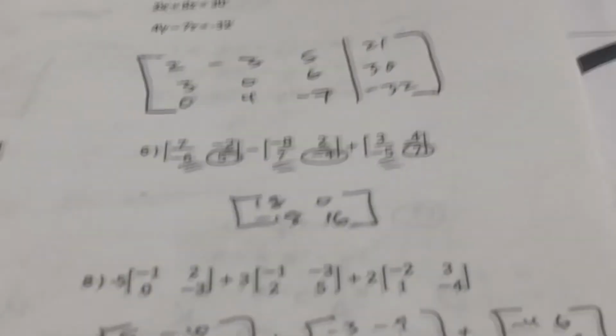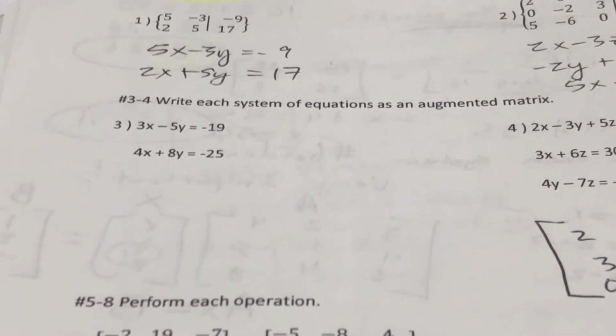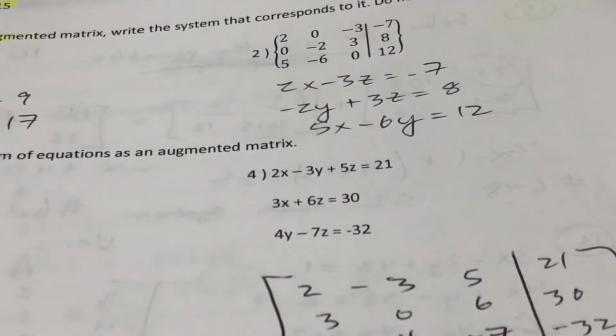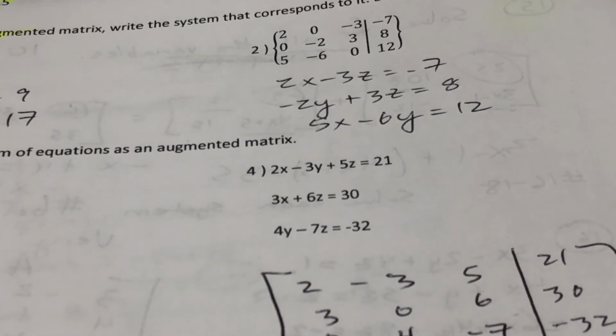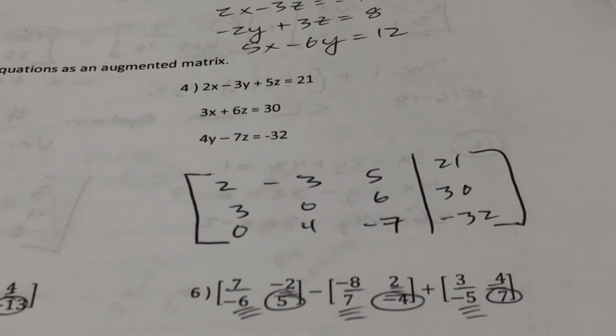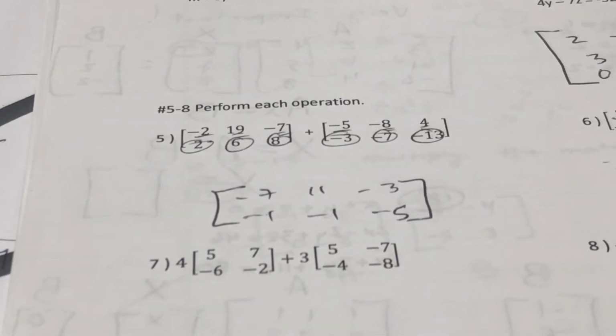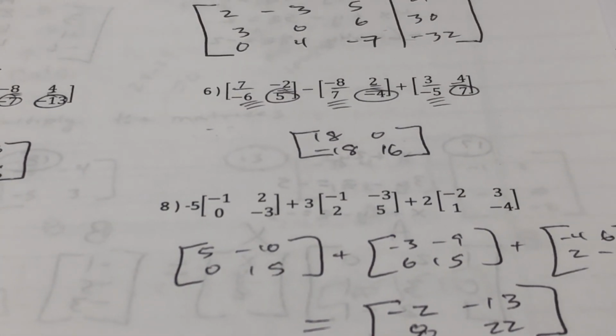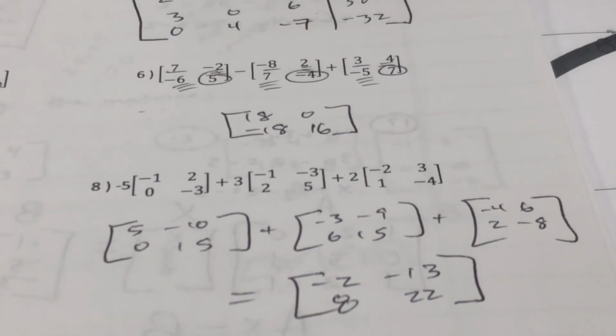All right, and finally, I believe the last page for you guys, write the system, given the augmented matrix, write the system. These are very easy. You can pause this whenever you need to. Number 4, given the system, write the matrix. 5 through 8, just add them up. 5, correspond them together. 6, correspond and add. 8, multiply by negative 5, multiply by 3, multiply by 2, and then add the matrices together.